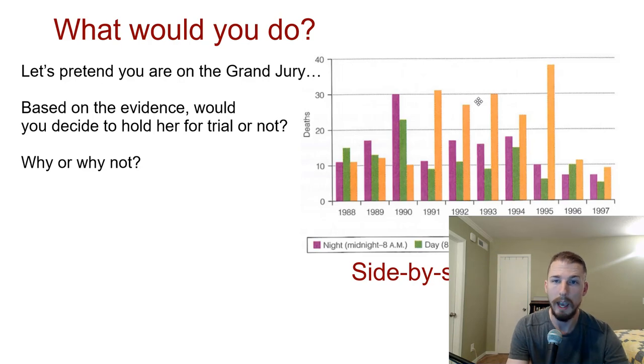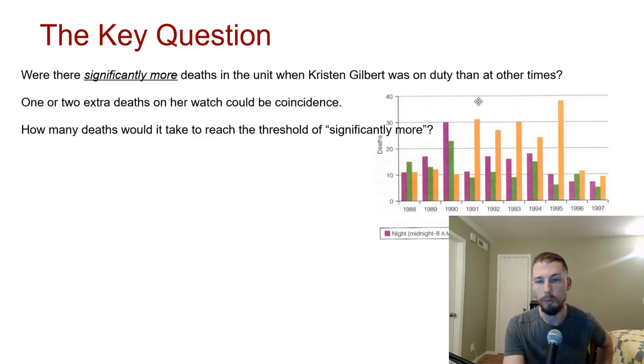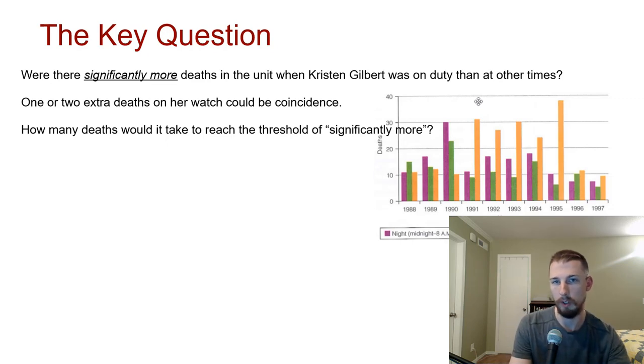Now the question we have is, how unusual is this? If this was an independent thing and it was natural causes of all the samples we would have done, how likely would it be that we would get a sample that looked like this? And we can actually, with probability, put a number to that, and we're going to learn how to do that later in the year. So let's keep moving. The key question is, were there significantly more deaths in the unit when Kirsten Gilbert was on duty than at other times? Is it statistically significant? Is it so unusual that it's very unlikely to have occurred by just bad luck or random chance?